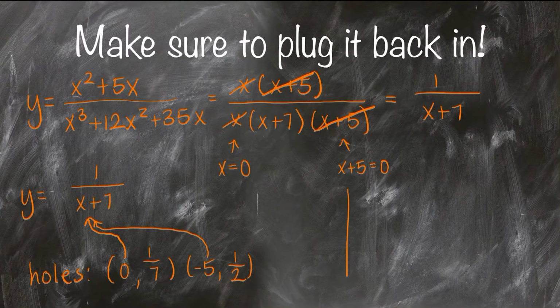So when we graph this function, we don't know exactly what it's going to look like yet, but we do know at -5, about 1/2, and at 0, 1/7, really close to the axis, we are going to have two holes in the graph. Let's take a look at one more problem.